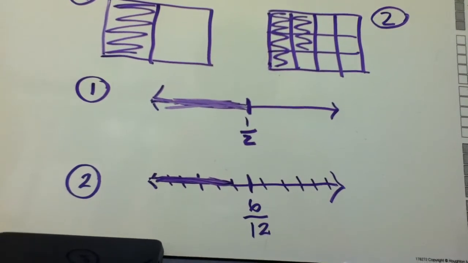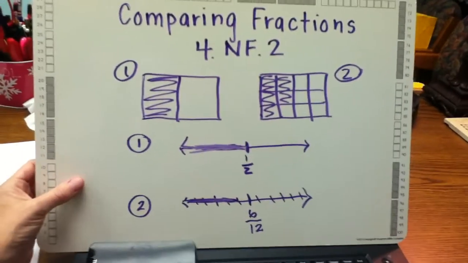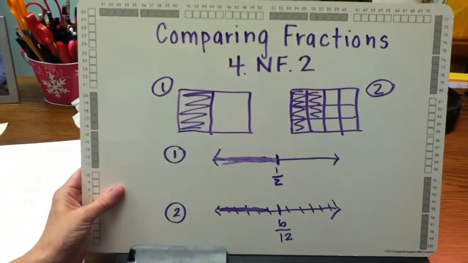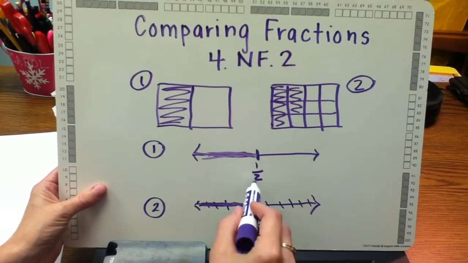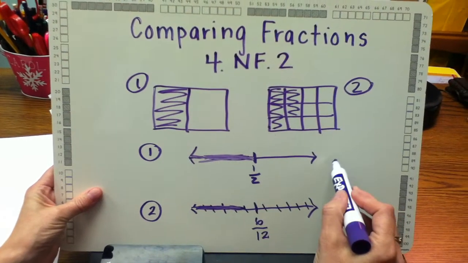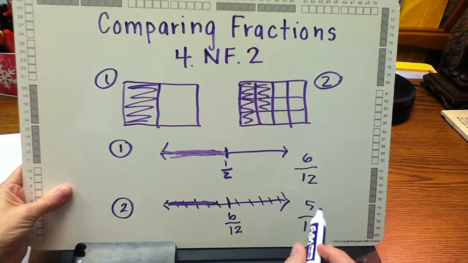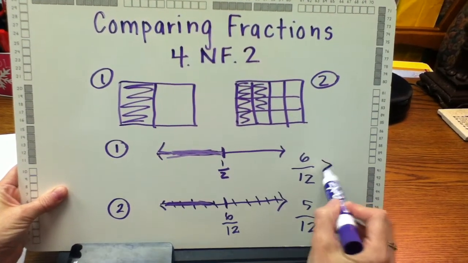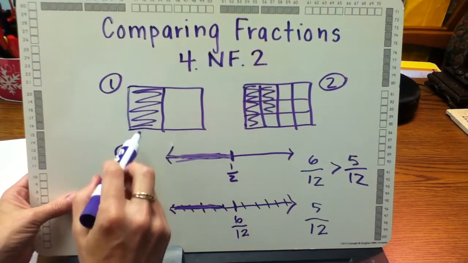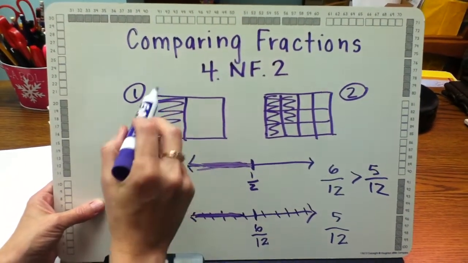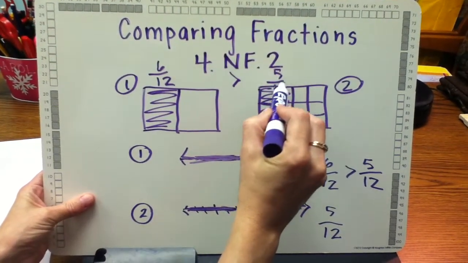They could also use those models to find the common denominator, because one of the expectations is to find common denominators to compare. So in this, I'm able to look at it and see that 1/2 is the same as 6/12. So in comparing 6/12 to 5/12, it's then easy to see that 6/12 is greater than 5/12. And the same would hold true for the area model. They're able to see that this 1/2 is the same as 6/12, which would then be greater than the 5/12 that's represented here.